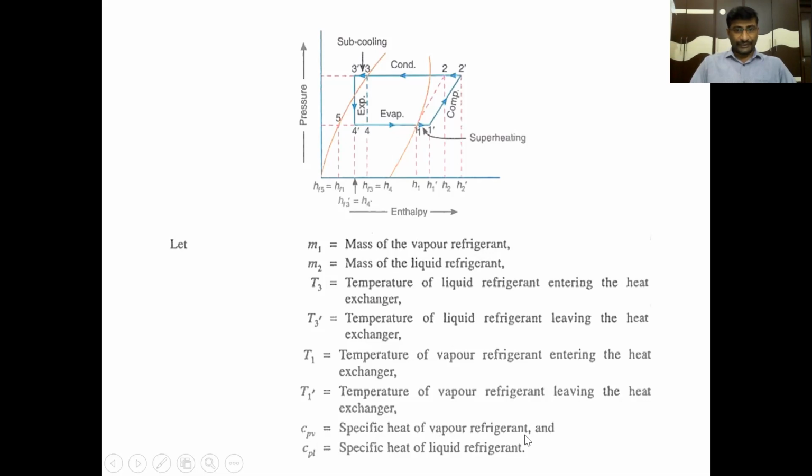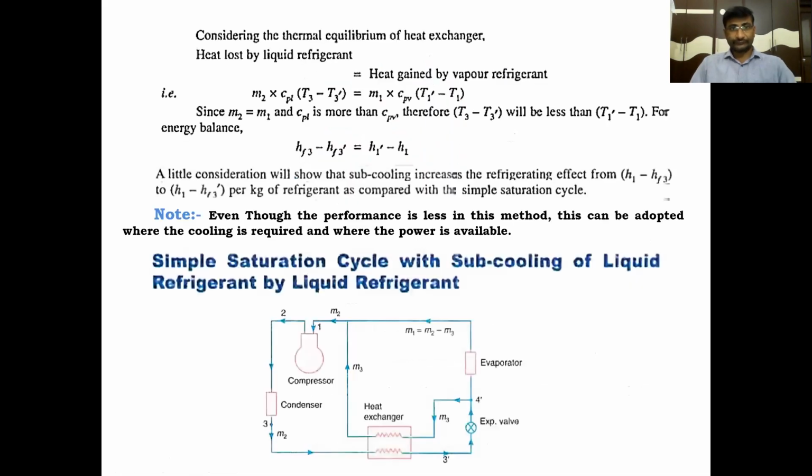CPV is the specific heat of vapor refrigerant and CPL is the specific heat of liquid refrigerant. These are the properties, or particular data, related to the refrigerant at different conditions. Now let us take the heat balance across the heat exchanger, considering the thermal equilibrium of the heat exchanger.